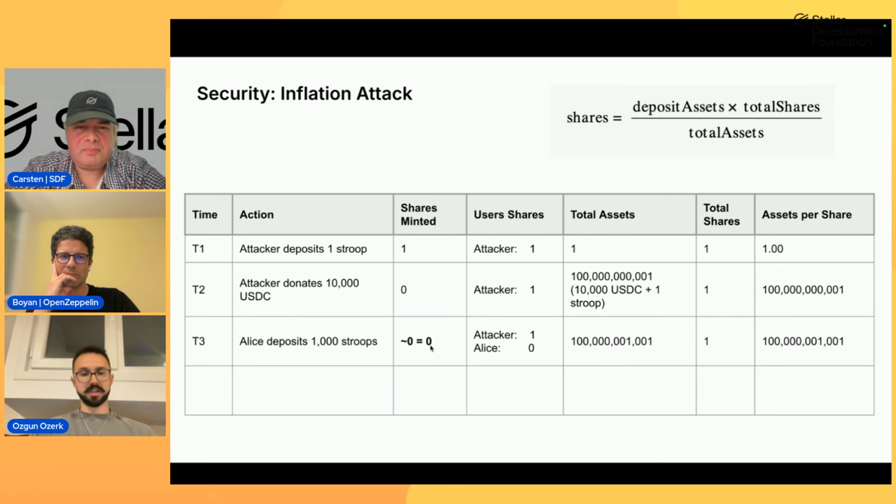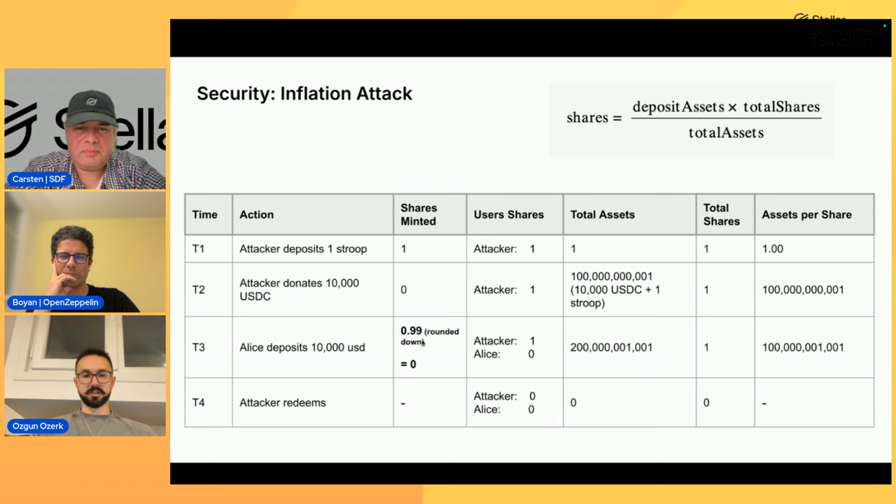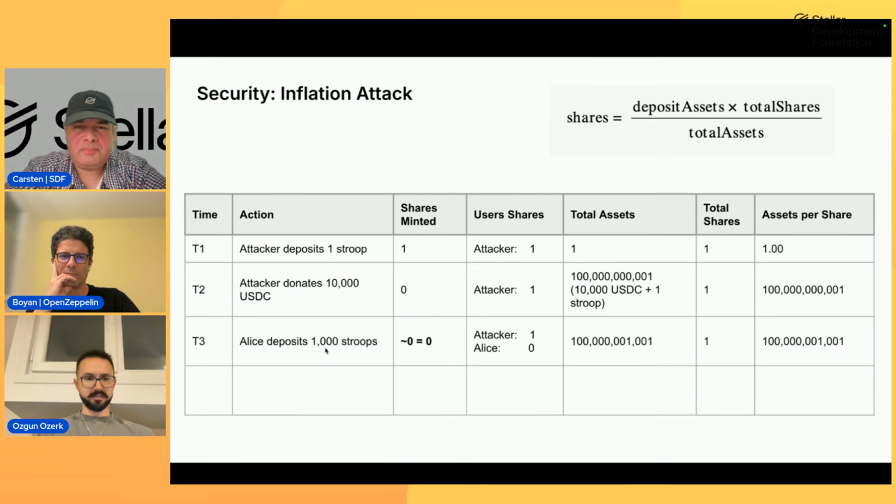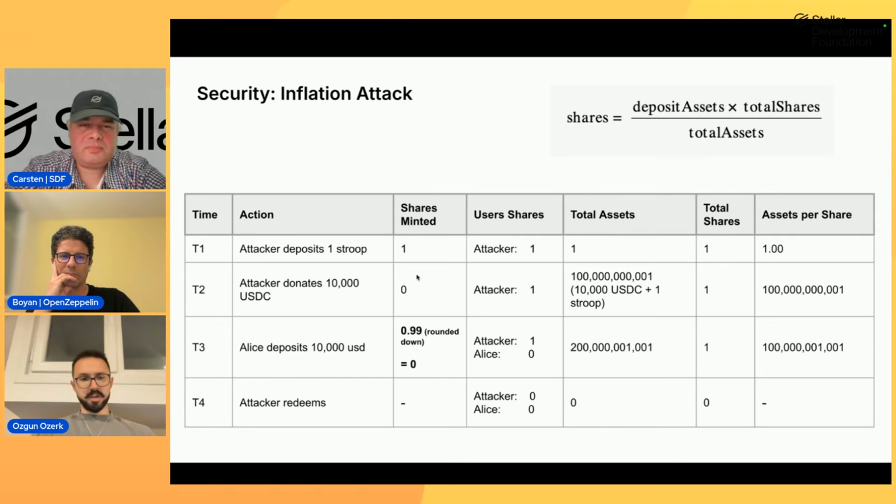So basically, Alice deposited some money, which was non-zero. It was 1,000 stroops. But in return, she got 0 shares. And if the attacker redeems their shares, they will get all the money, basically stealing Alice's stroops.